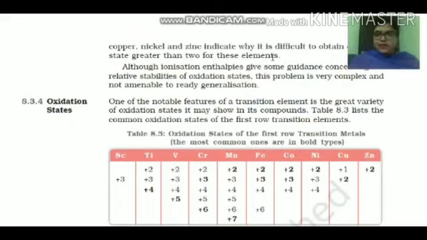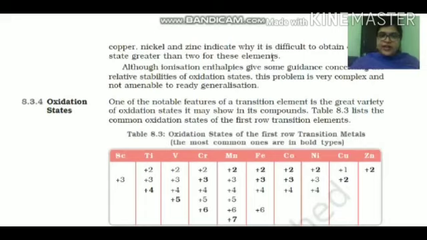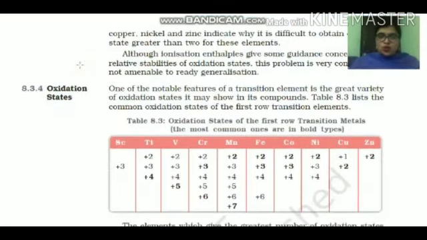And one more thing, children: when we see the third ionization enthalpy for copper, nickel and zinc, it is very high. The third ionization enthalpy of copper, nickel, zinc is very high. So it is very difficult to obtain an oxidation state more than +2. Okay, because the third ionization enthalpy for copper, nickel, zinc is very high, so it is not possible to obtain an oxidation state greater than 2 for these elements. Okay, and now our next topic is oxidation state.